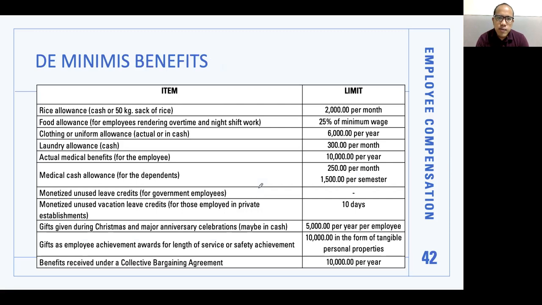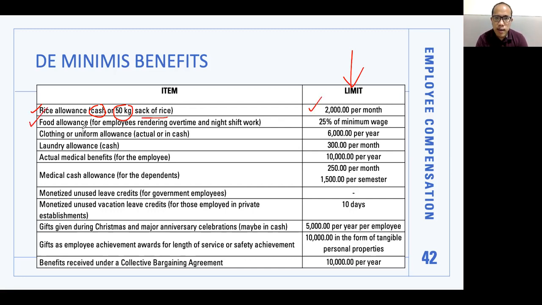Now, we have here the de minimis benefits. Sabi natin exempt to, but there are certain limitations to the exemption. So, rice allowance, first item, kain. Favorite natin lahat, no? Rice. Either ibigay mo siya in cash or 50 kilos sack of rice. As long as you will not exceed the threshold amount of 2,000 per month.